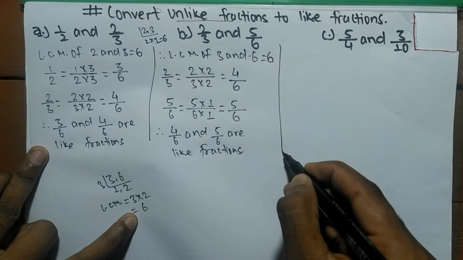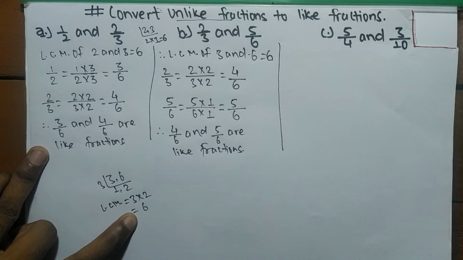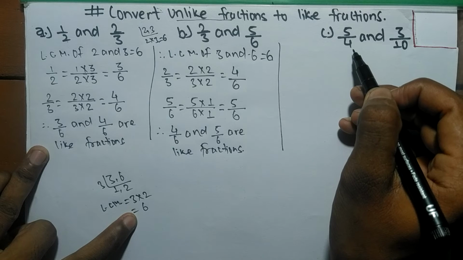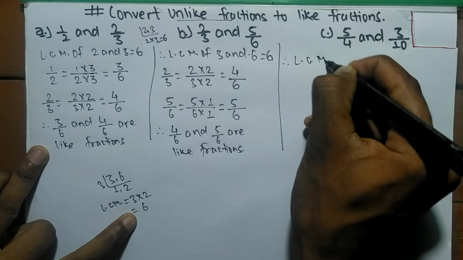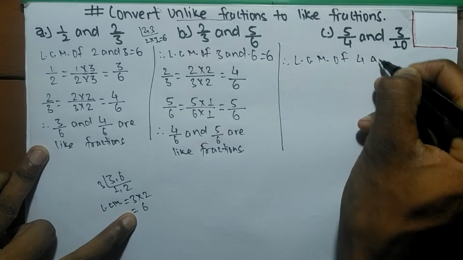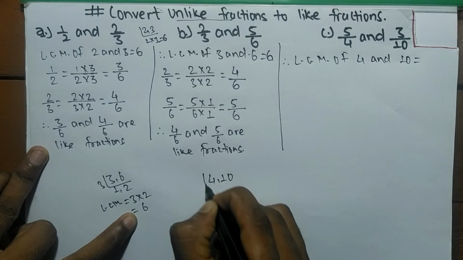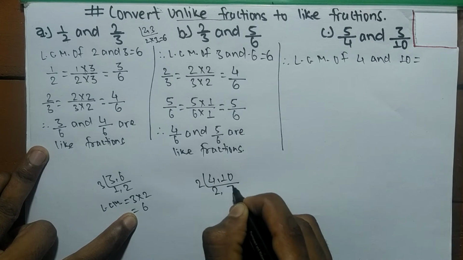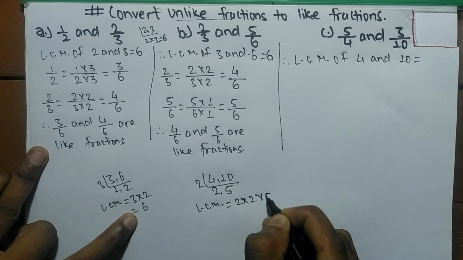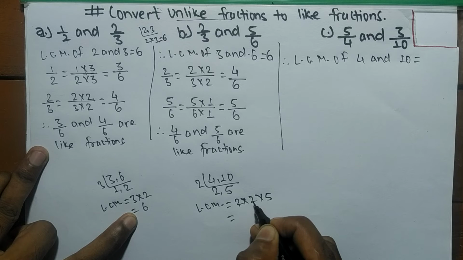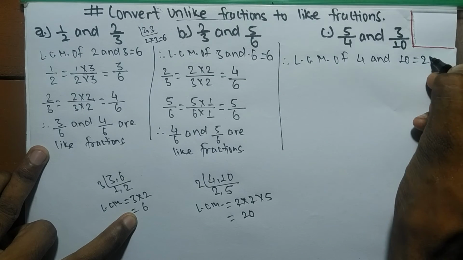Like this, now we solve the last problem, which is 5 by 4 and 3 by 10. It is also unlike fractions because the denominators are different, which is 4 and 10. So our first step is to take the LCM of the denominators 4 and 10. The LCM of 4 and 10: 2 times 2 means 4, 2 times 5 means 10. So we can write LCM is equal to 2 multiply 2 multiply 5. So 2 multiply 2, 4, 4 multiply 5, 20. So the LCM of 4 and 10 is 20.